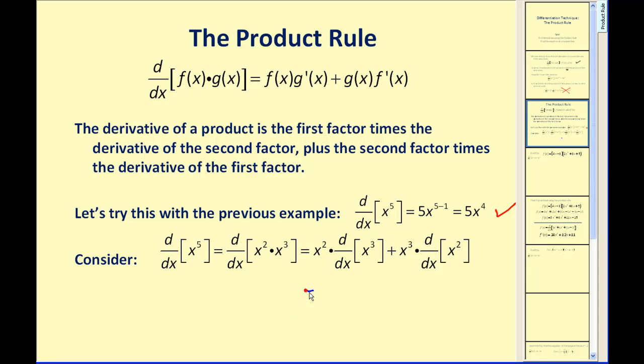So now we're going to find the derivative of x to the third, which of course is 3x squared, plus x to the third times the derivative of x squared, that would be 2x. So simplifying here, we would have 3x to the fourth plus 2x to the fourth, and this does verify we would have 5x to the fourth, which we know to be the derivative. Now of course this isn't a proof. The proof is in the text, but this does verify that this formula does work, at least in this case, and in fact it works for any product.